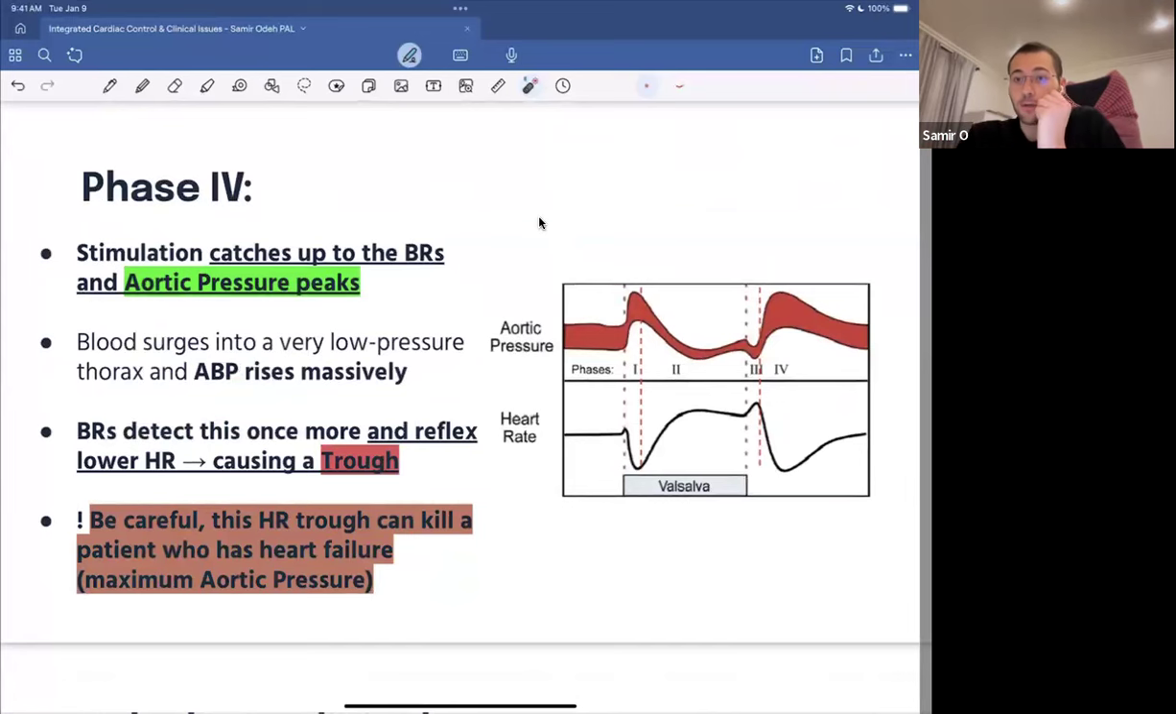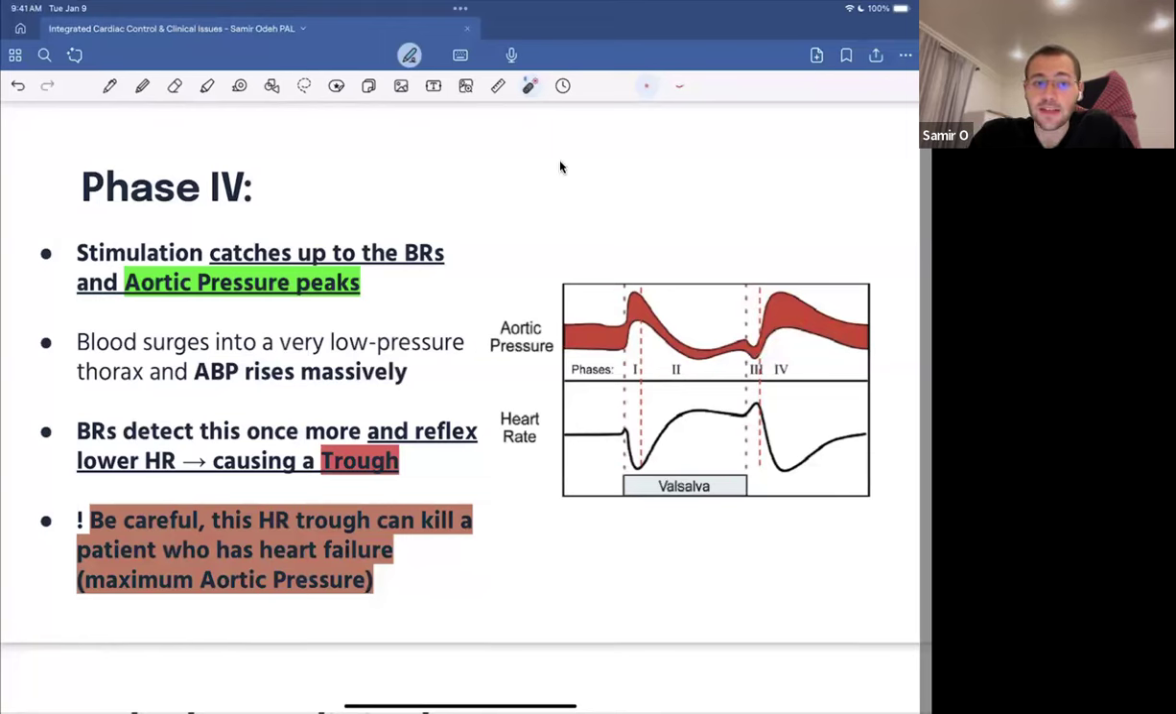So in phase 4, of course, we again see this massive rise in aortic blood pressure because all the blood is now flowing back into the heart. It's flowing through the aorta. An easy way to remember it is if you have a big fat red line, just know it's because of the blood.